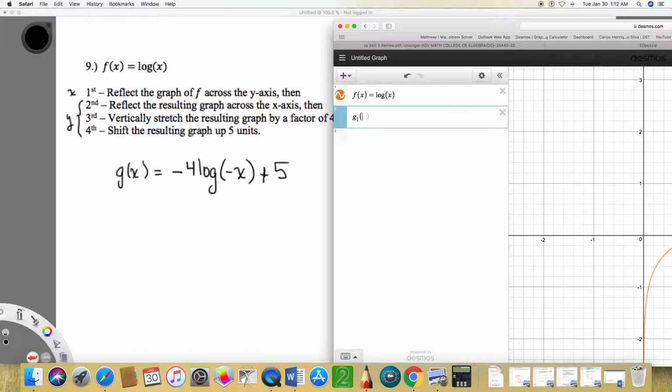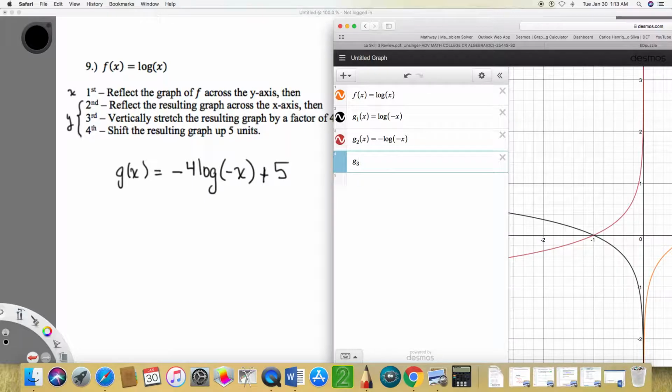Our first transformation is to reflect it across the y-axis. So we take the log of negative x, and then our second transformation, and I'm not doing this in function notation because I don't have another problem that has the same transformations for this parent function, so I'll just key it in rather than using the function notation. So if I reflect this across the x-axis, that's a negative on the outside.